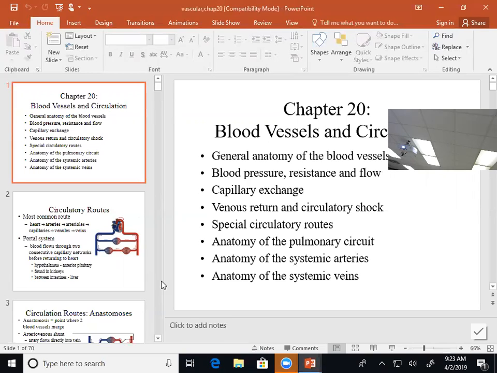And then also, I talked to you guys about the fossa ovalis. I want you to look that up. It almost looks like a little dimple in that wall that separates the right and left atrium. What was it at one point? It really was a hole, wasn't it? Yeah, okay.